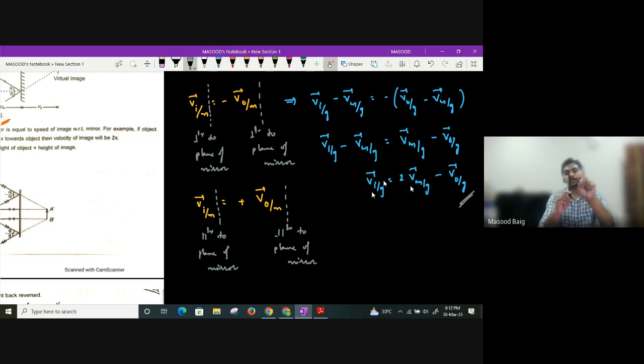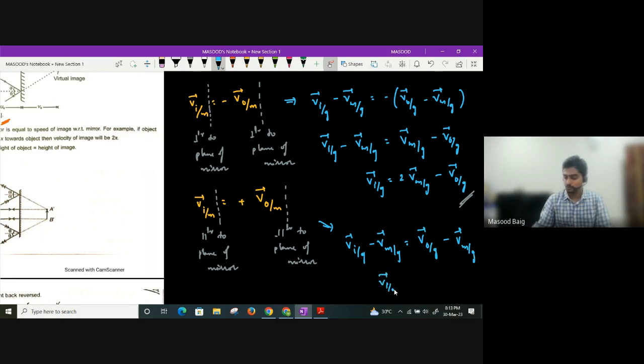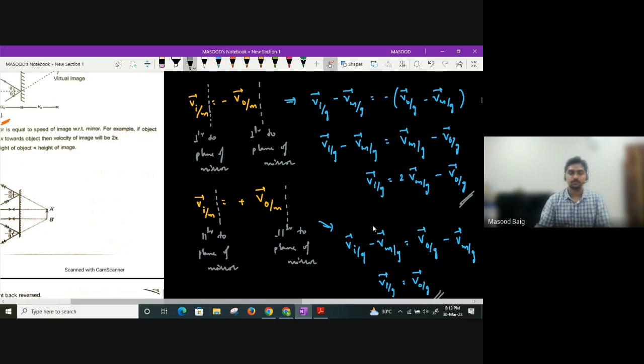For components parallel to the plane of the mirror, the velocity of the image with respect to the mirror will be the velocity of the object with respect to the mirror. Or I will write the same thing again: velocity of image with respect to ground minus velocity of mirror with respect to ground equals velocity of object with respect to ground minus velocity of mirror with respect to ground. So automatically you will get velocity of image with respect to ground will be velocity of object with respect to ground. I hope these two are clear, everyone.